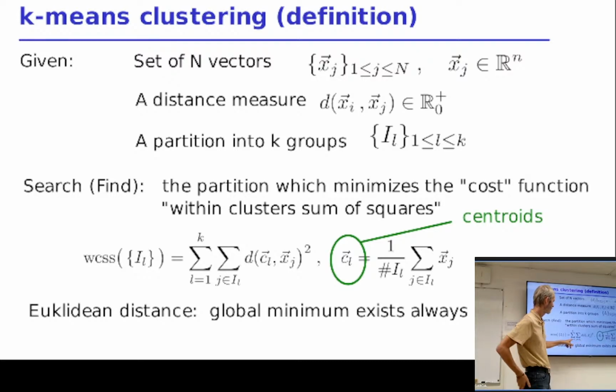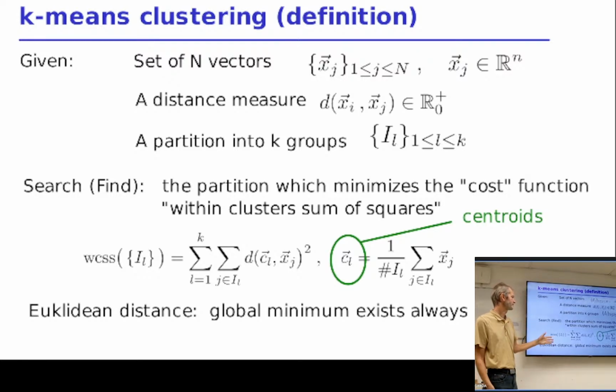Right? So L goes over the groups, J goes over all elements of the group, and this is the distance between the element of the group and its centroid. This function we want to minimize. And there are several algorithms how to do that, at least approximately. And they go all under this name of k-means.